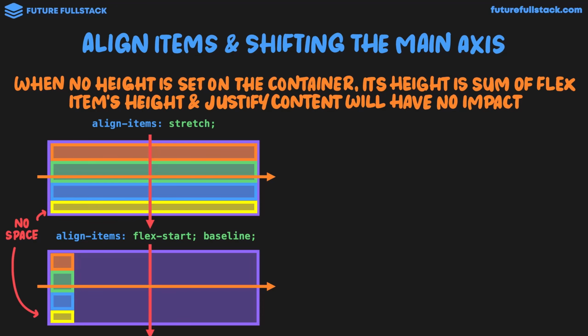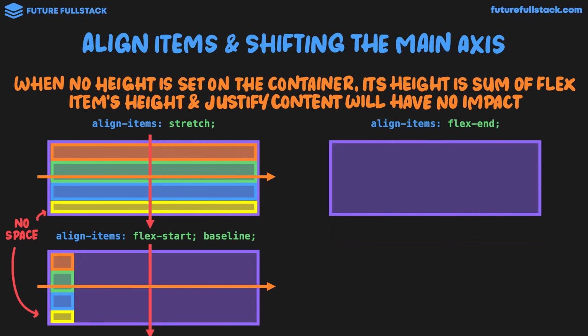Let's now look at align items flex end. We have our flex container, again with no set height. The main axis is running from top to bottom, the cross-axis from left to right, and our flex items will be positioned like this, where they're at the end of the cross-axis, that is, on the right of the container. And once again, because the height of the flex items is setting the height of the entire container, there is no vertical space. So applying any value of justify content will have no effect.